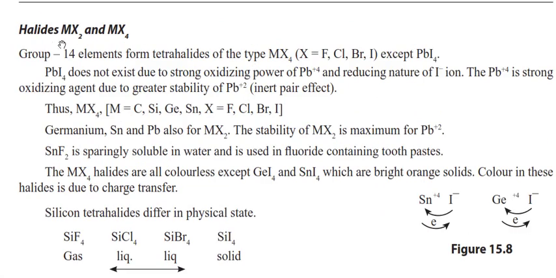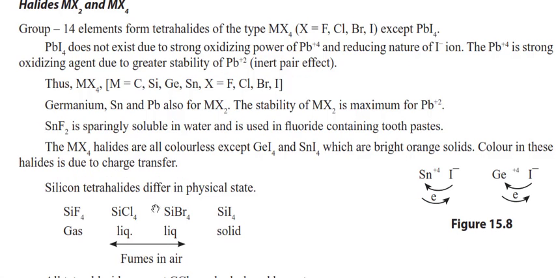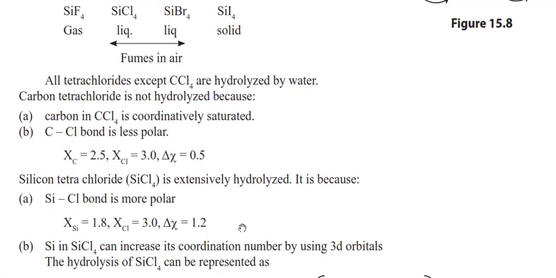Even carbon can make halides of the type MX2 and MX4, but for PbI4 it is not possible. These are the different physical states of the halides: SiF4 is a gas, and SiI4 is a solid.